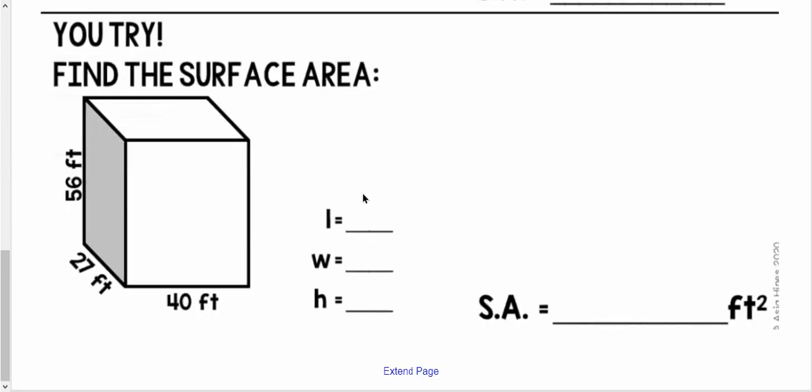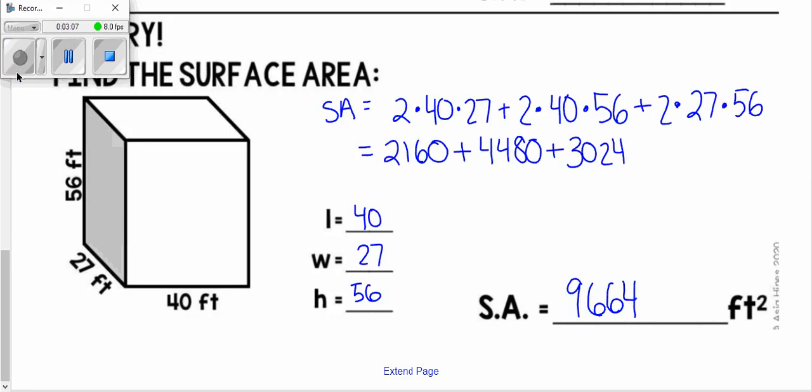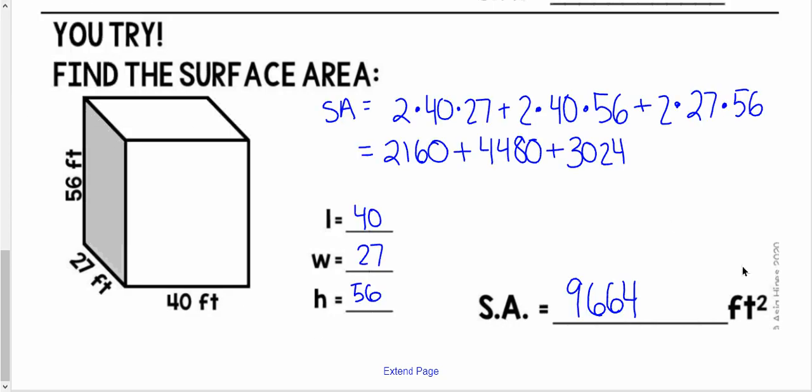So you try this one. Pause the video and come back when you're ready. Okay, so here's my work. I multiplied all this stuff. I found 3 different products. I added them together and I got 9,664. If you had said length was 27 and width was 40 and height was 56, you should still get the same answer. It doesn't matter which one you pick to be length, width, and height as long as you're consistent.